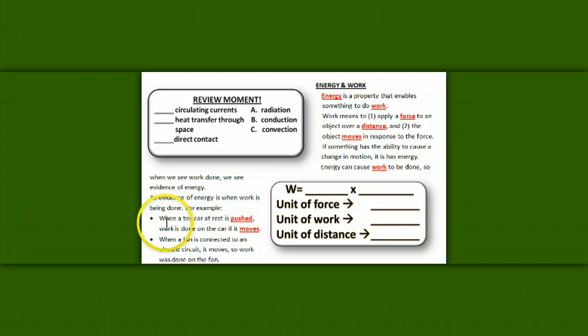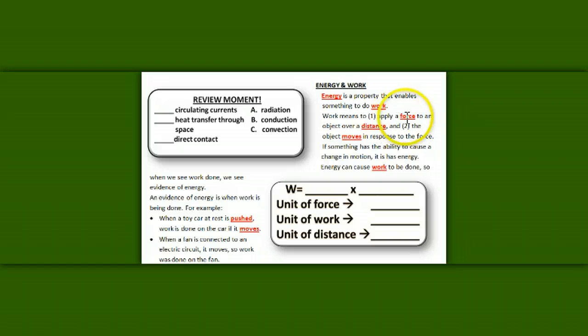For example, when a toy car at rest is pushed, work is being done on the car if it moves. So when a toy car, sitting still, all of a sudden is pushed, we are doing work on that car if it moves forward. Our definition of work was to apply a force. Did we apply a force to the toy car? Yes, we did. Did it move a distance? Yes, it did. If you push on a toy car, it's going to move forward.